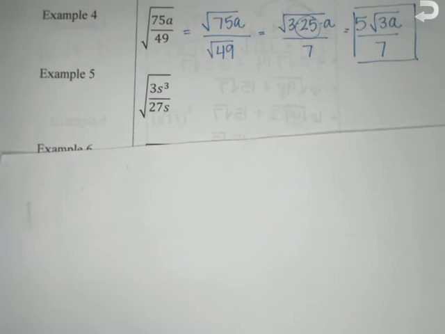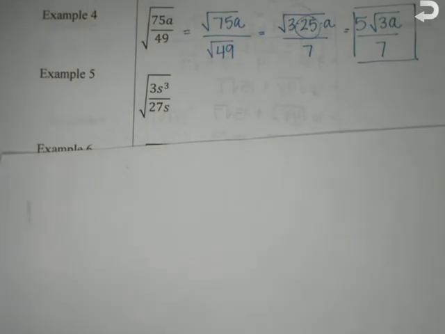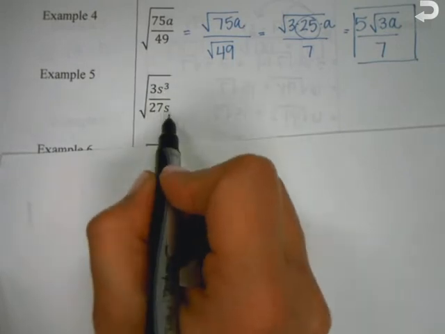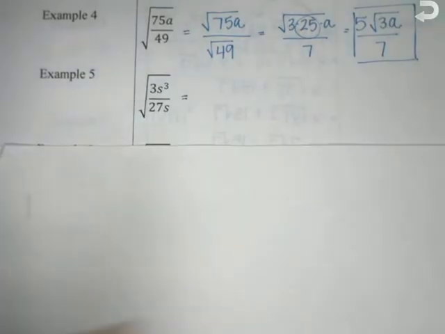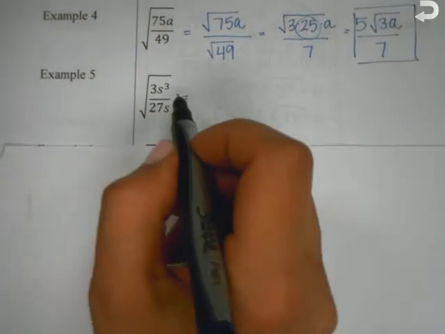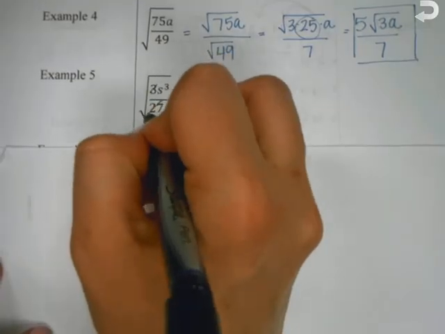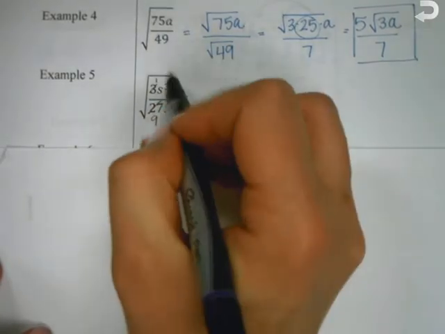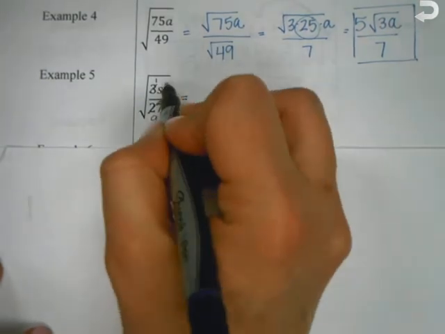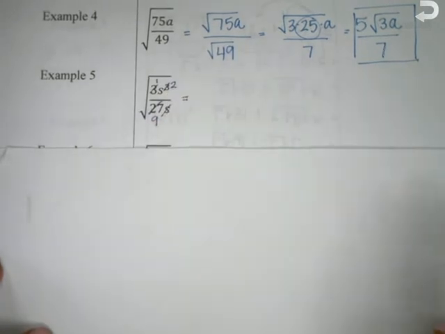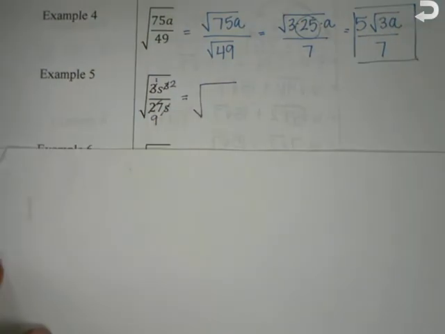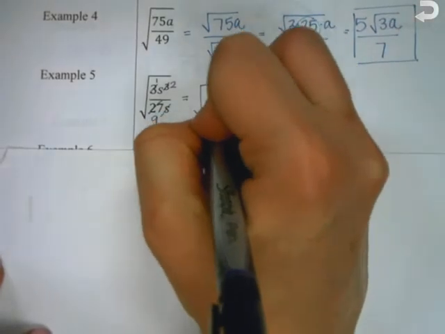Okay, so example 5, we have square root of 3s to the third over 27s. I can reduce this. How does it reduce? 3 and s, right? 3 goes into 27 how many times? 9. And s to the third and s, how does that reduce? It reduces to s to the second. So let's rewrite it first. Square root, what's on top? S to the second over, what's on bottom? Just 9.